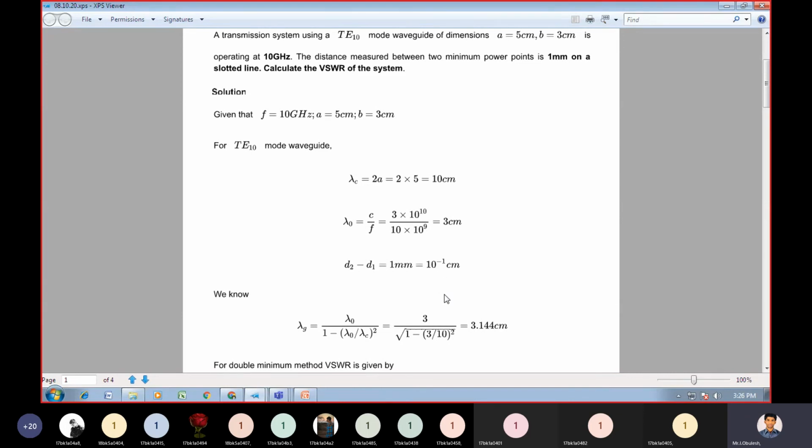Okay. Therefore, we know that lambda g, from yesterday's class, equals lambda naught divided by square root of 1 minus lambda naught divided by lambda c, whole square. That equals 3 by square root of 1 minus 3 divided by 10 whole square. Simplify the expression, then you will get the lambda g value as 3.144 centimeters.